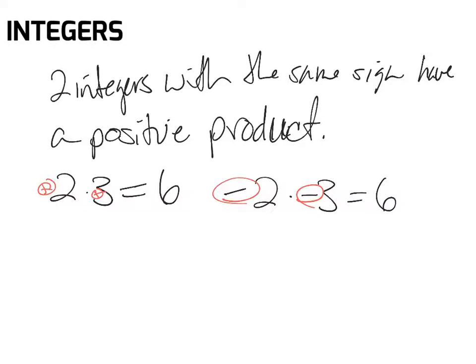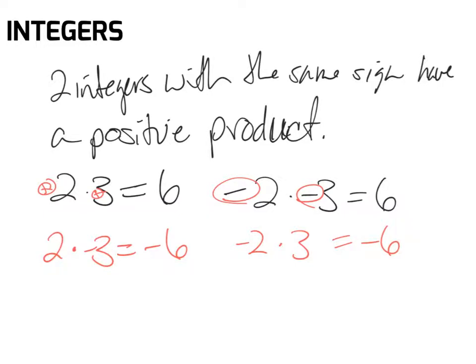Okay, let me do one where the signs are different. If the signs are different, I have 2 times negative 3. The signs are not the same, so the product is going to be negative. So I'm going to get a negative 6. Or negative 2 times 3 is negative 6, because the signs are different.